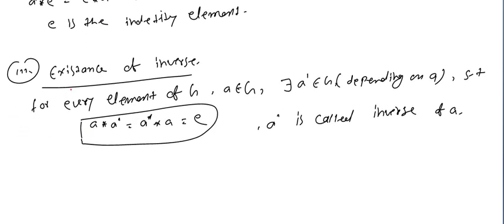Now the third condition is existence of inverse. For every element A belongs to G, we are choosing A arbitrary, that is for all elements of G, there always exists an element A dash belonging to the same set G, which sometimes depends on A, such that A star A dash is equal to A dash star A is equal to E. This is the condition of existence of inverse, and we say this A dash is called the inverse of A. This is the definition of our group.